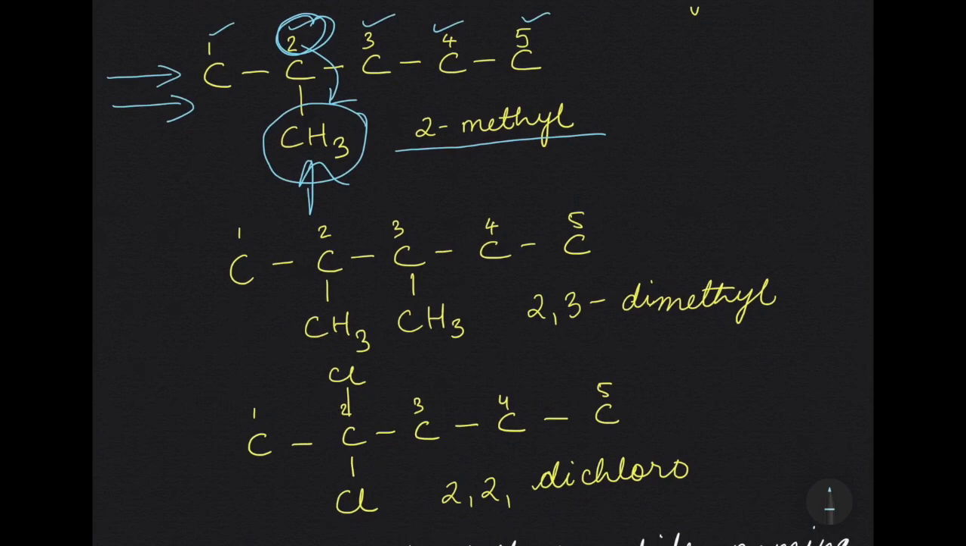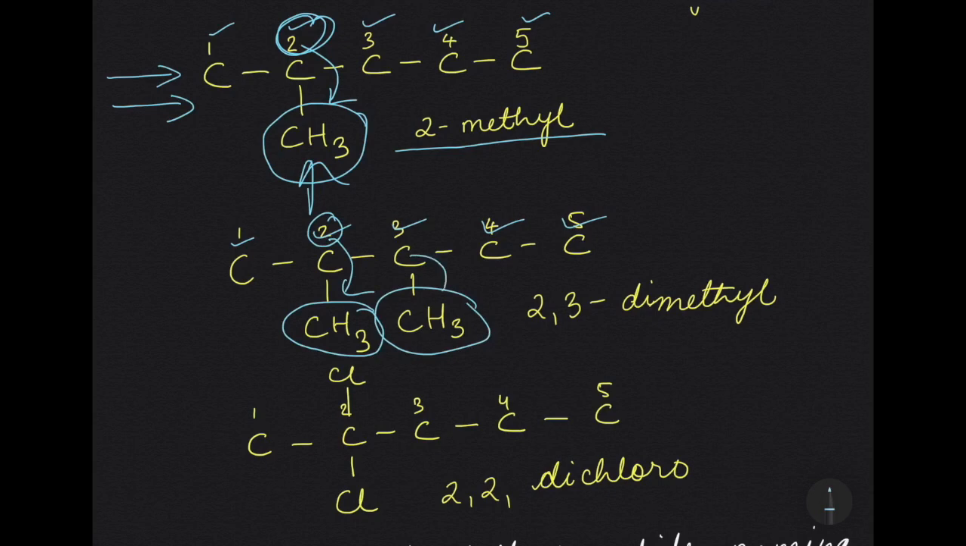Similarly, again, 1, 2, 3, 4, 5 carbon atoms. And the methyl group is in carbon number 2 and in carbon number 3. So what is the term that will be given to it? Methyl is in 2, so 2. Methyl is attached to the third carbon, so 3. And how many methyl are there? 2. So we take the term di. So it is 2,3-dimethyl.